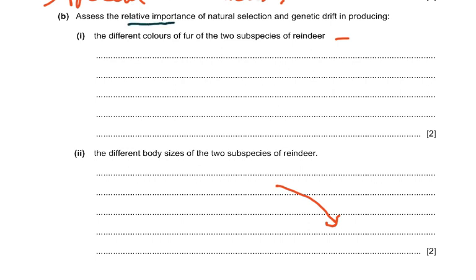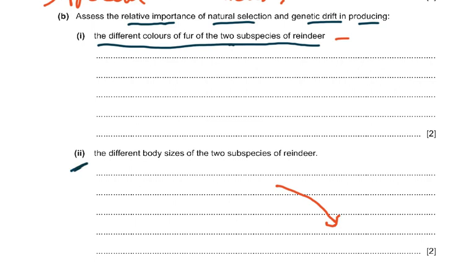Now, assessing the relative importance of natural selection and genetic drift in producing the different colors of the fur of the two subspecies. The color of the fur is natural selection. Why? Because the darker fur is more adapted to the woods or the shade, and it is probably better camouflage. So the right colors have protected them against predators.